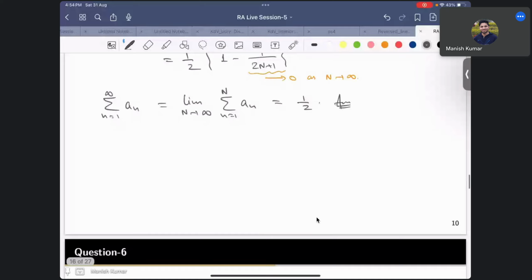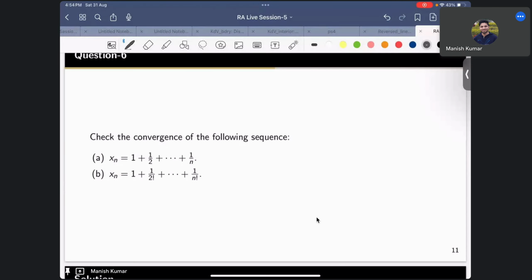Now over here we will try to prove the convergence of these two series using the partial sums. So we'll try to establish, for example, that the first part, summation 1 by n, is divergent. So how to prove that? Let me just write one point.